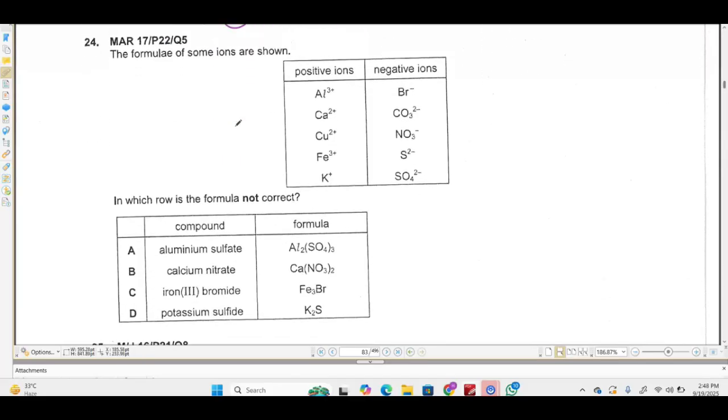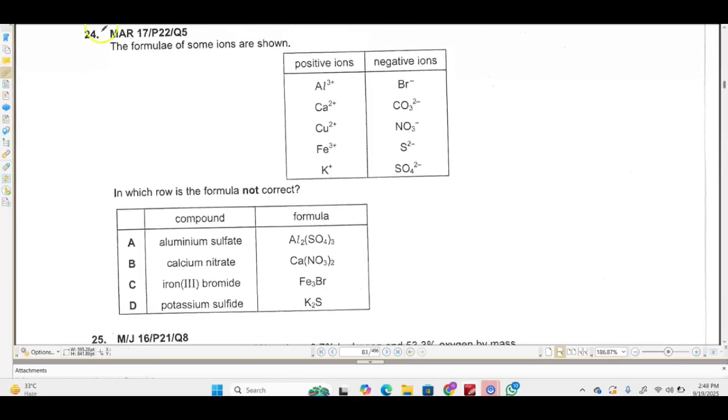Okay. Moving on to question number 24. The formulas of some ions are shown. In which row is the formula not correct? Okay, first one is aluminium sulfate. So aluminium is Al plus 3, and sulfate is SO4 minus 2. Okay, so the formula is going to be Al2(SO4)3. So this is correct. We have to find something which is not correct.